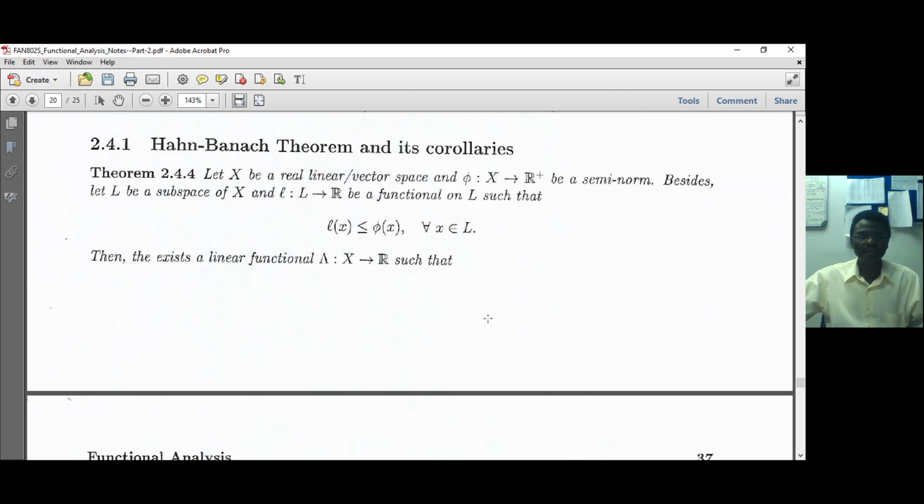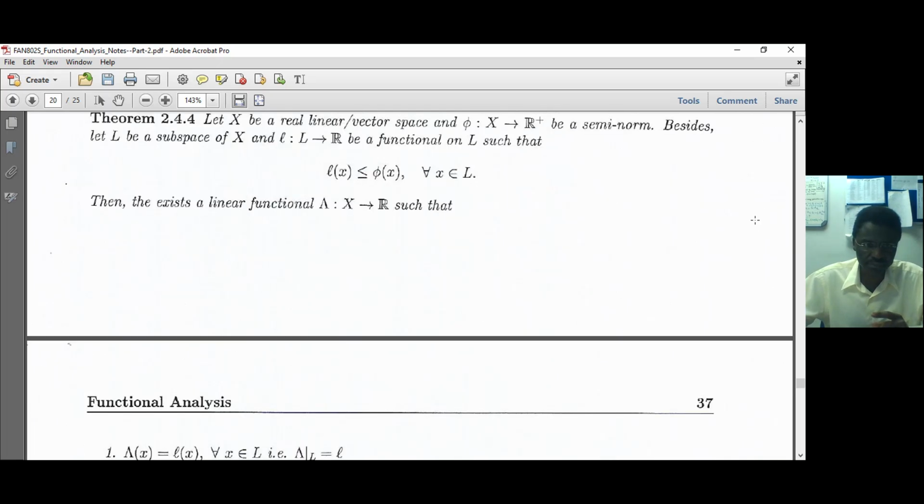Hahn-Banach Theorem and its corollary. We will not spend too much time on the Hahn-Banach Theorem, because the most important thing to understand will be the weak topology, where we are heading. But it's good at least to state the theorem. That's what we'll do here.